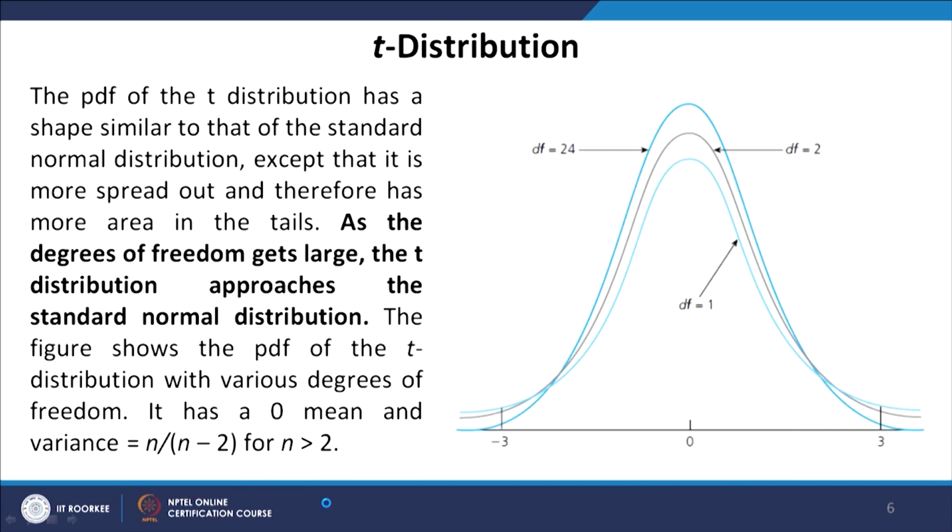Now, talking about the PDF of the t distribution, it has a shape similar to that of the standard normal distribution, except that it is more spread out and therefore has more area in the tails. As the degrees of freedom get large, the t distribution approaches the standard normal distribution. The figure shows the PDF of the t distribution with various degrees of freedom and how they behave. As you can see, as the degrees of freedom increase, the t distribution behaves more like the standard normal distribution. It has mean 0 and variance n divided by n minus 2 for n greater than 2.